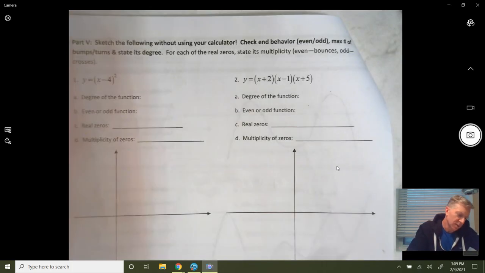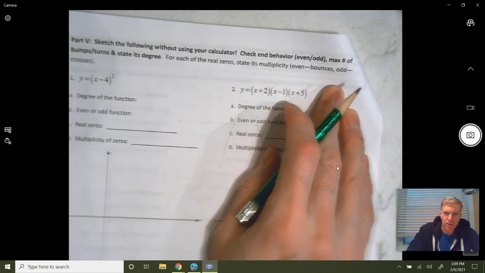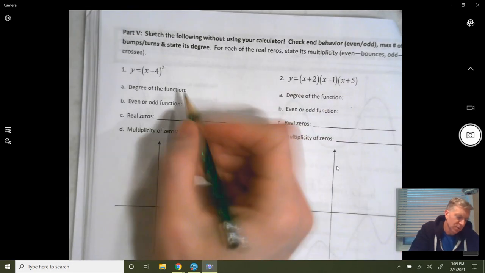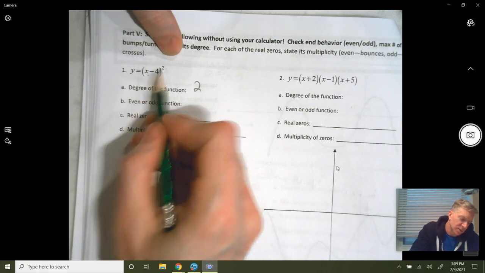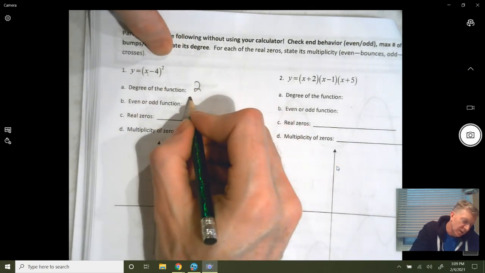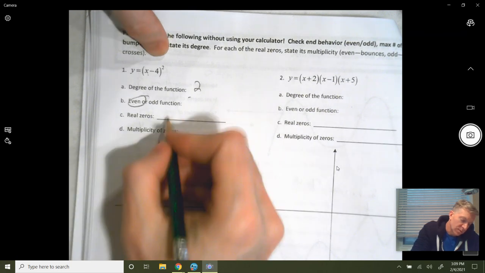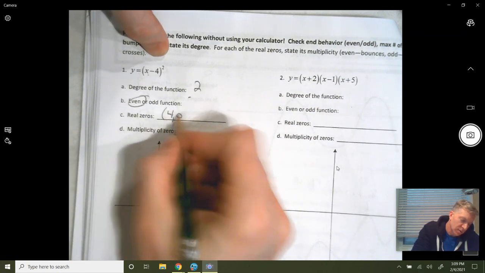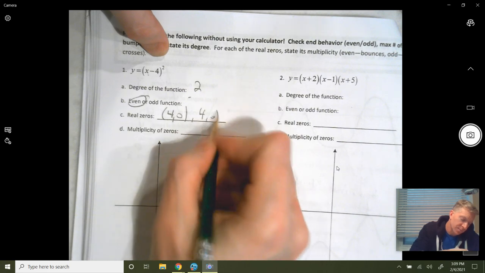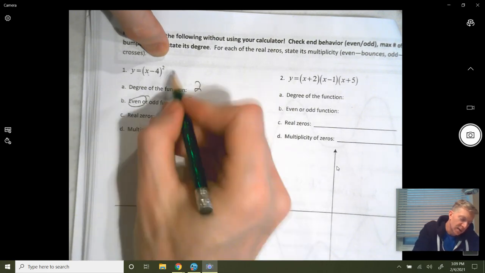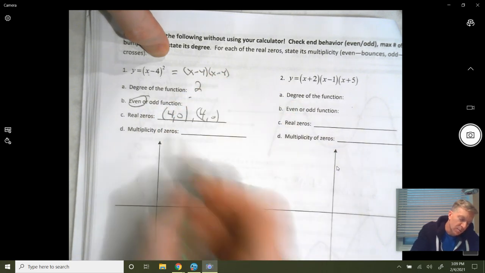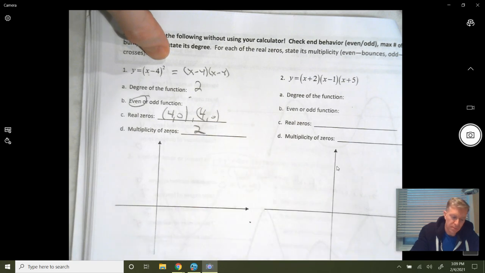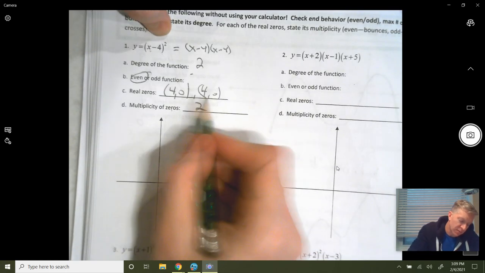We got just a couple more pages. Sketch the following without using your calculator. So we're going to analyze this. We've kind of already seen this one. 2nd degree, even or odd function. If you multiplied this out, you could see you'd have an x squared. That's even degree. Real zeros, well, 4 comma 0. That's x minus 4, x minus 4. It's a 0 that occurs twice. Multiplicity of zeros is 2.